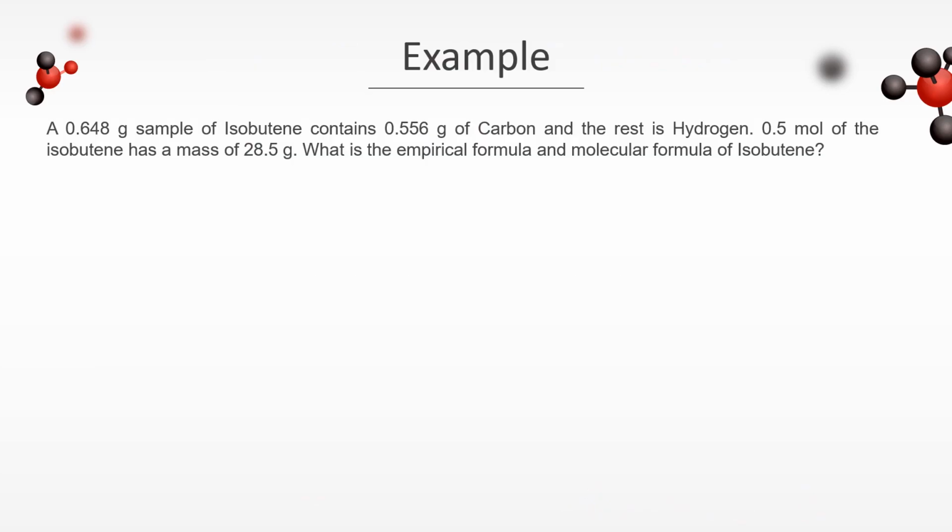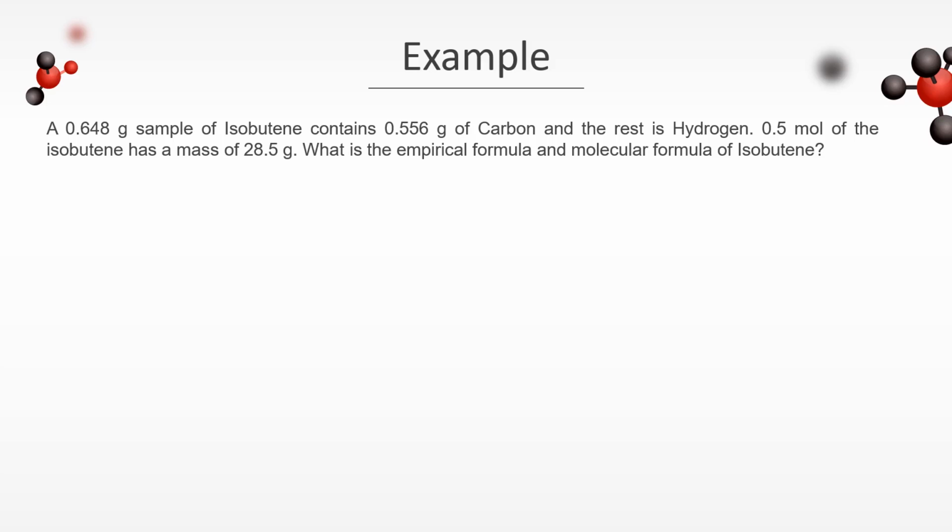So we have another example here where a 0.648 gram sample of isobutene contains 0.556 gram of carbon and the rest is hydrogen. 0.5 mole of the isobutene has a mass of 28.5 gram. So the question is, what is the empirical formula and the molecular formula of isobutene?